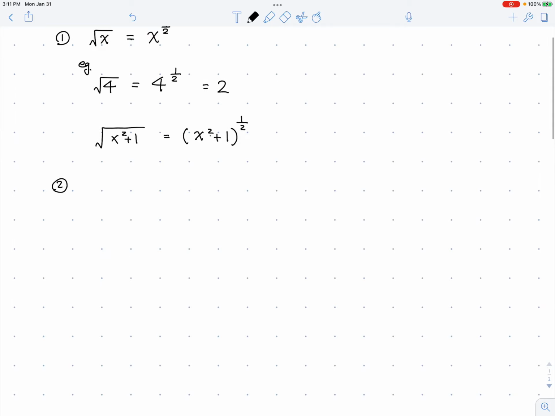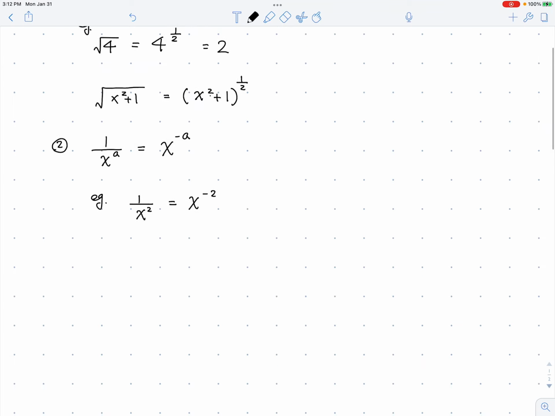Second, when I have a fraction, so if I have 1 over x to the power a, this can also be turned into the form of a power function. In this case, we'll use a negative sign to represent 1 over. So this will be x to the minus a. For example, 1 over x squared can be turned into x to the power -2.